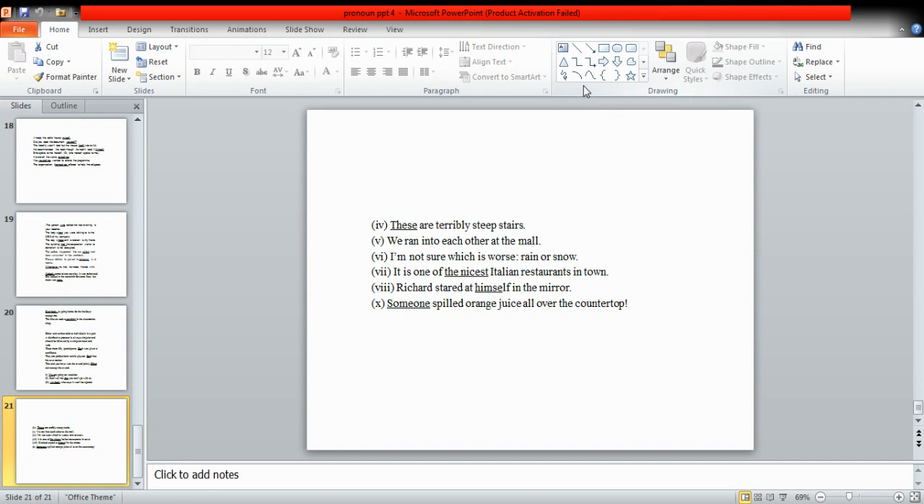Someone spilled orange juice all over the counter shop. Someone is acting as an indefinite pronoun over here because it is simply talking in general. So I hope, guys, that you must have understood all the concepts and all the kinds of pronouns very well with the help of these practice sentences.